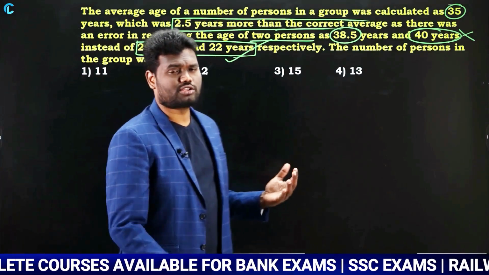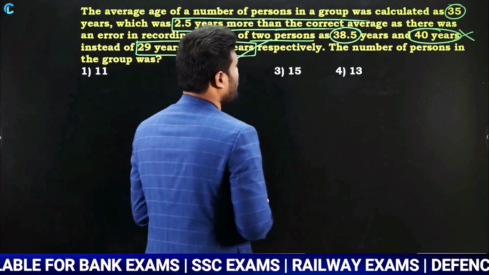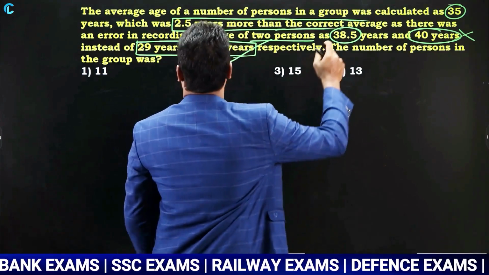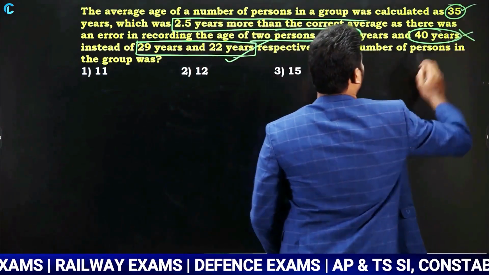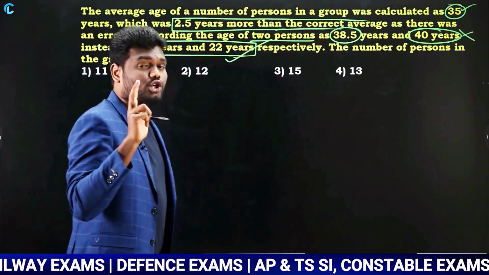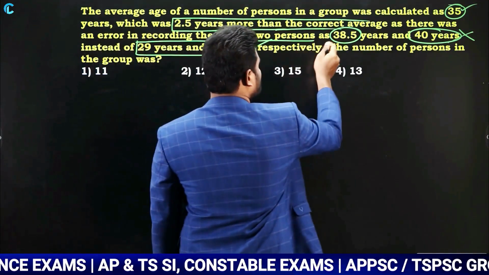Now even this question is similar to the previous question. Okay, just observe here carefully. What is the question saying? The whole group average is how much? The whole group average is 35. But two numbers were taken wrongly. Two numbers. What are those two numbers?